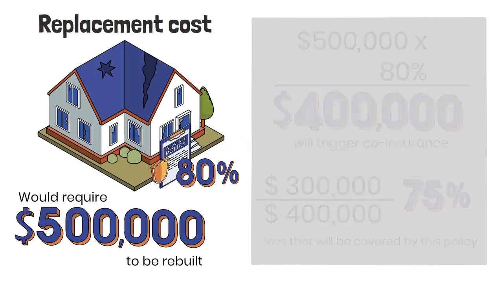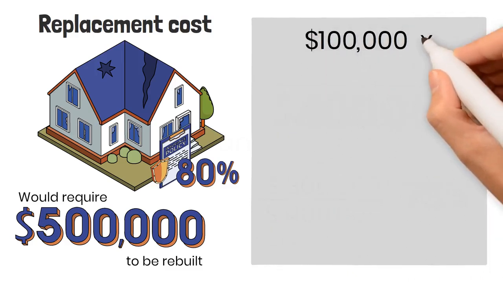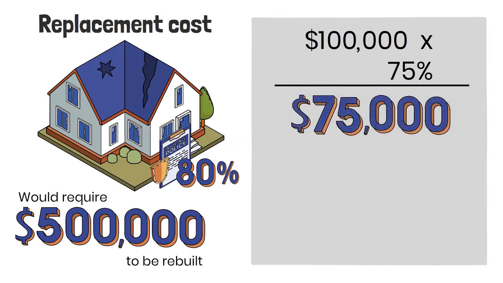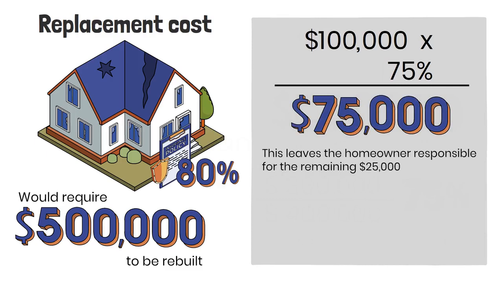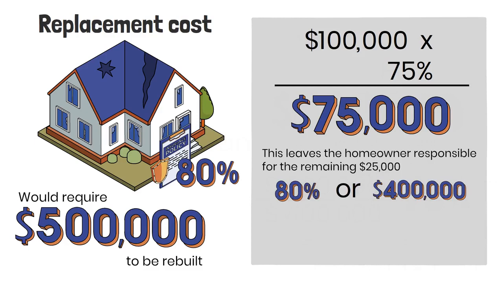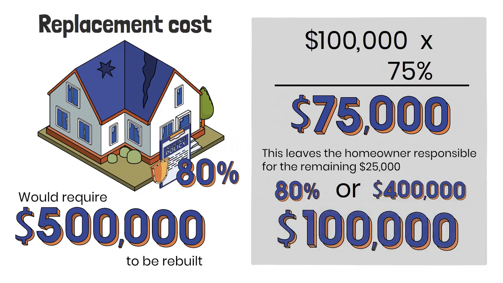If our homeowner suffers a kitchen fire totaling $100,000 in damages, the policy will pay 75% of this loss. 75% of $100,000 gives us a total of $75,000. This leaves the homeowner responsible for the remaining $25,000 of loss. Had our homeowner insured to at least 80% of the full replacement, or $400,000, there would be no coinsurance, and the full $100,000 loss would be paid.